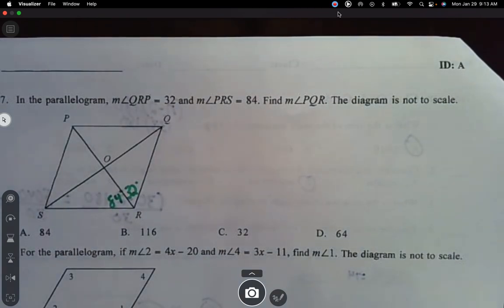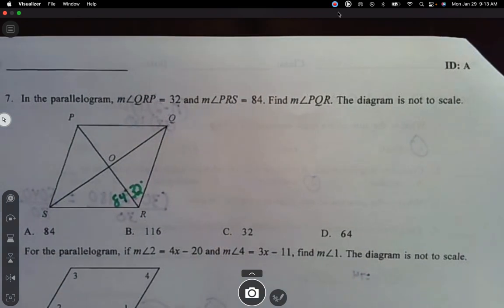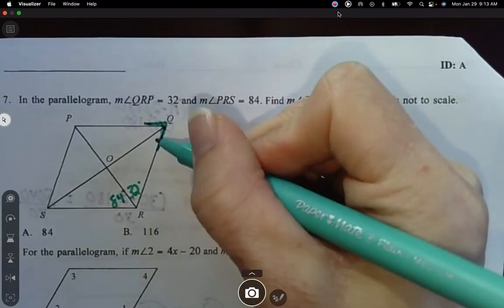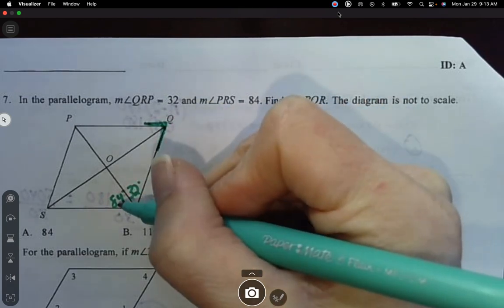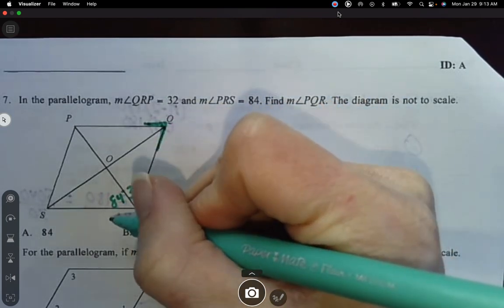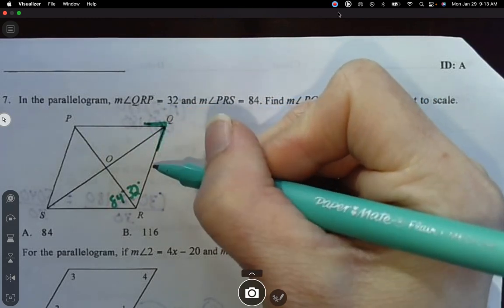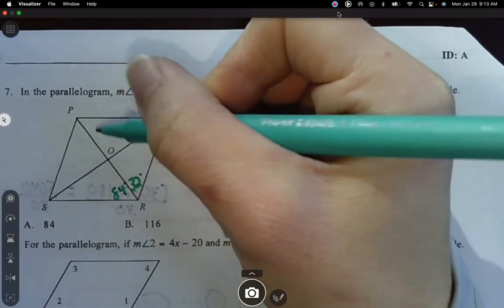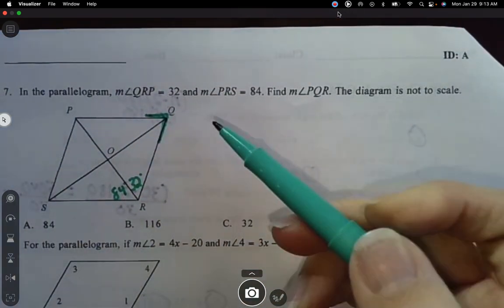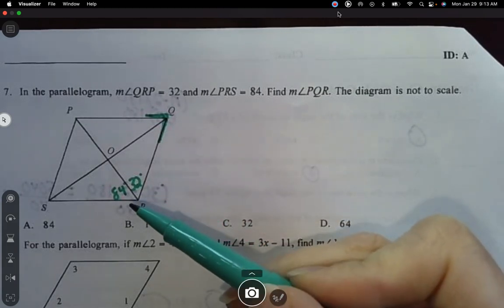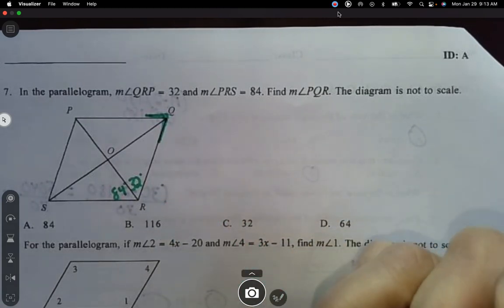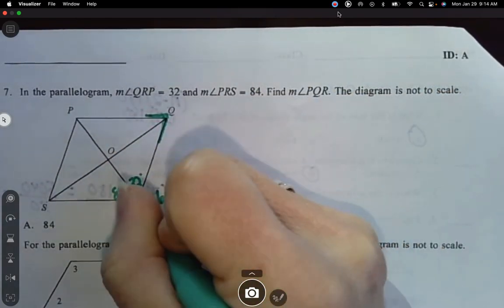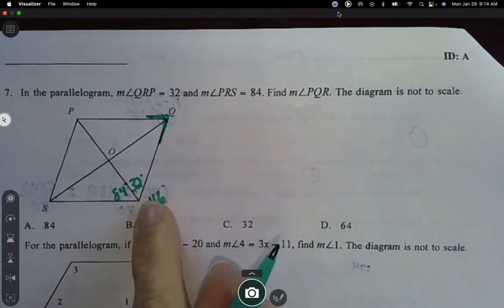Okay? It wants to know what is PQR? What is this angle? What do you know about angles? Yeah, this whole angle right here and this whole angle right here would add to 180. What do we know about opposite angles? Opposite angles are equal. Okay, but that's not what it asked for. It asked me for PQR. What is 84 plus 32? 116. So this angle is 116. That's not our answer. This whole angle is 116.